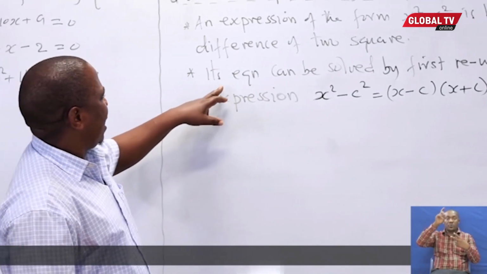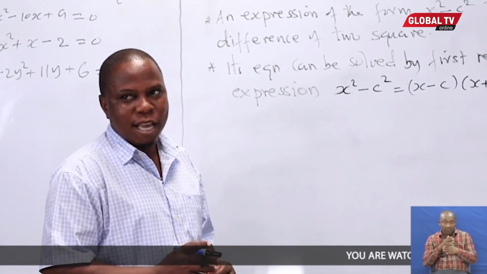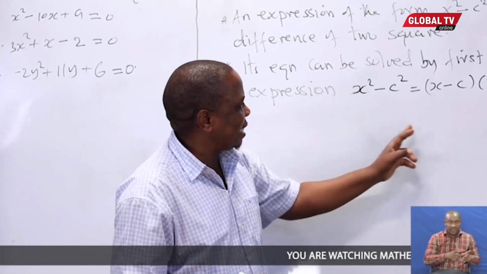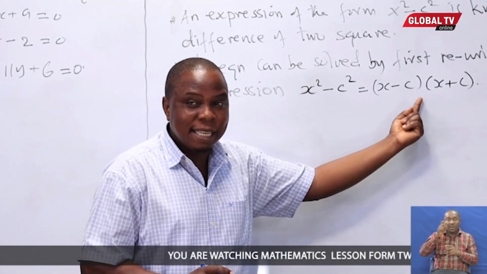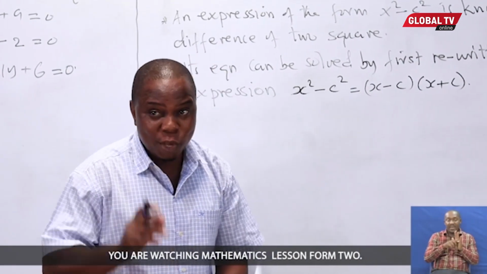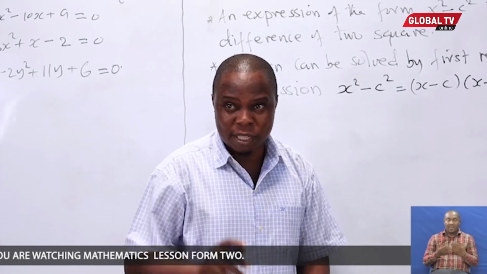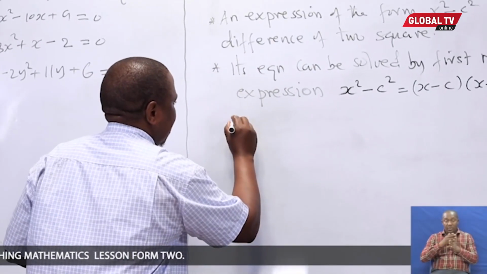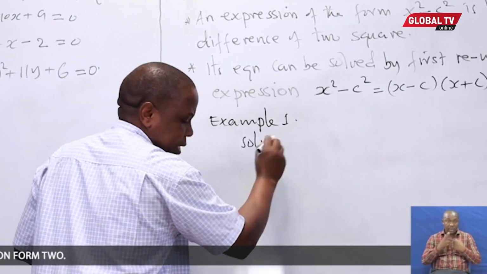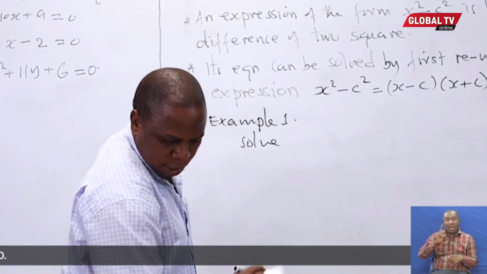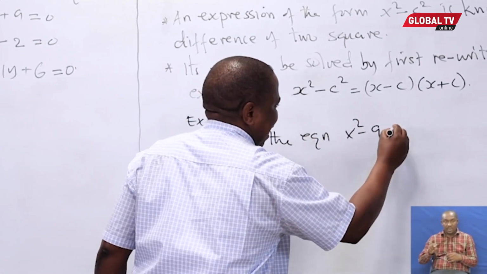Now, if you want to solve an equation which involves a difference of 2 squares, what you will have to do, first, is rewrite this difference of 2 squares in the form x minus c, brackets, x plus c. You know it from the previous topic. Let us see an example which can be solved by using the concept of difference of 2 squares. Here, write example 1. Solve the equation x squared minus 9 is equal to 0.